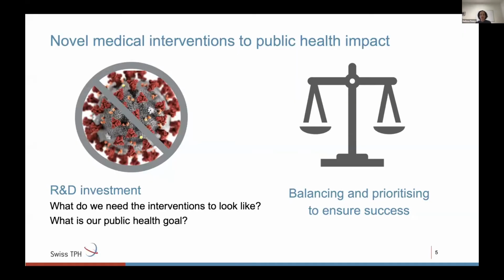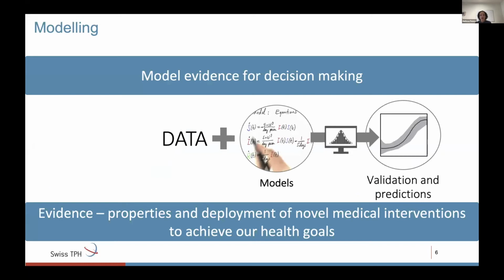So you and your stakeholders are balancing many, many factors. You need to make decisions about what these novel medical interventions need to look like. And by that we mean, how efficacious do they need to be? How long of duration does our vaccine have to last to be useful to meet our public health goal? And you, as stakeholders, really do need to define what the unmet need is. And it's very clear with coronavirus what the unmet need is. We need to have additional interventions on top of our non-pharmaceutical interventions to ensure success. And that is where modeling can help support you balancing all of these factors.